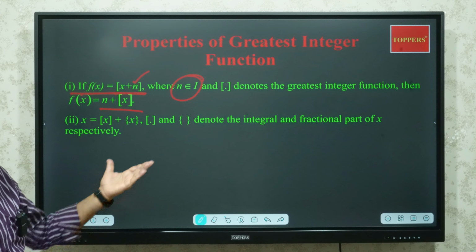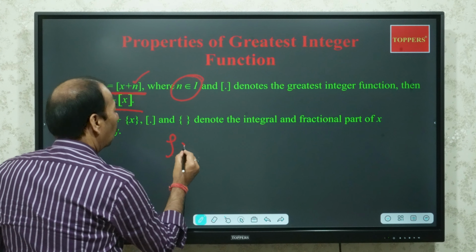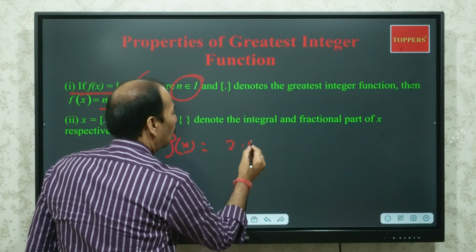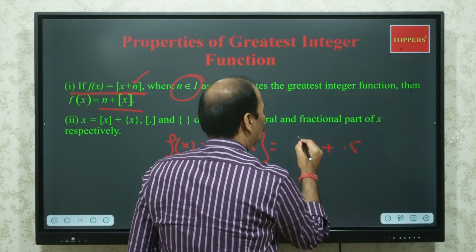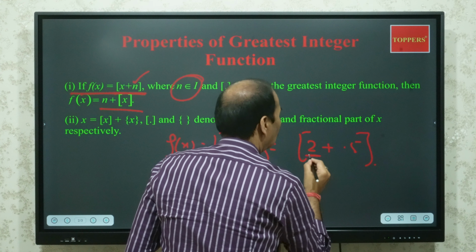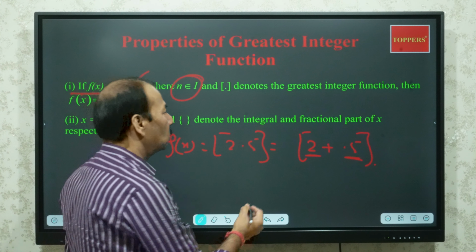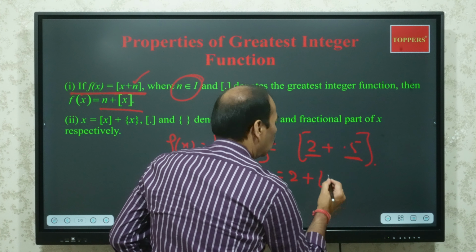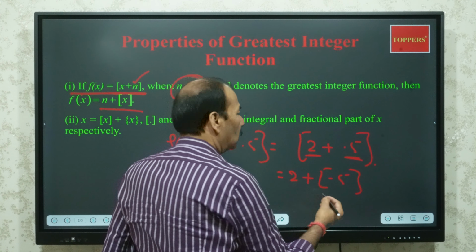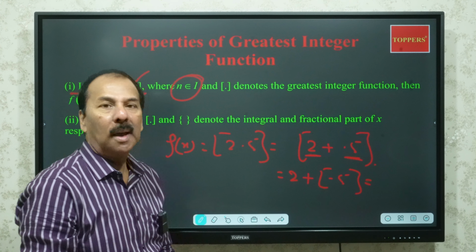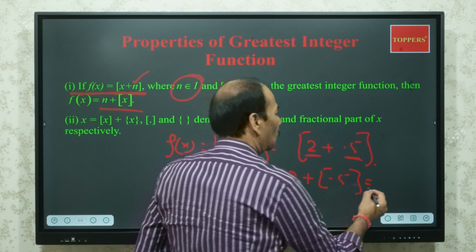We have already observed many examples. I can again repeat that. Suppose x is equal to 2.5. So you can write 2 plus 0.5. 2 is an integer, 0.5 is a fraction. So it means we can consider 2 plus integral of 0.5. And integral of 0.5, what will that be equal to? 0. Because for x from 0 to 1, f of x equals 0 when f of x equals integral of x. So using that you can consider this.